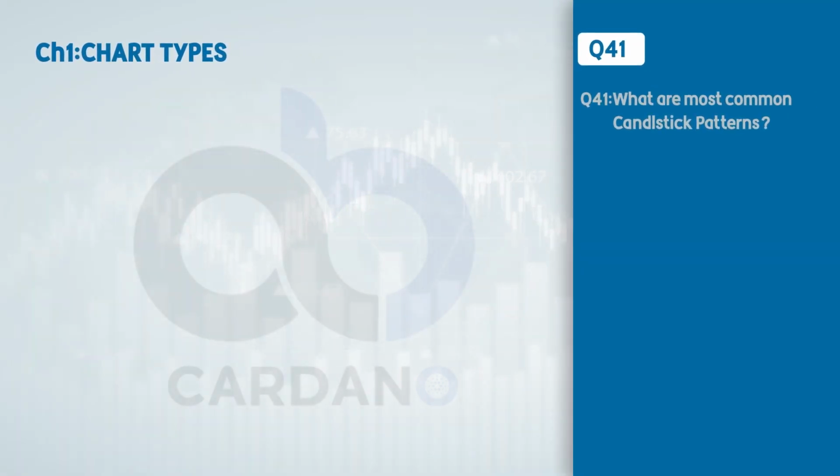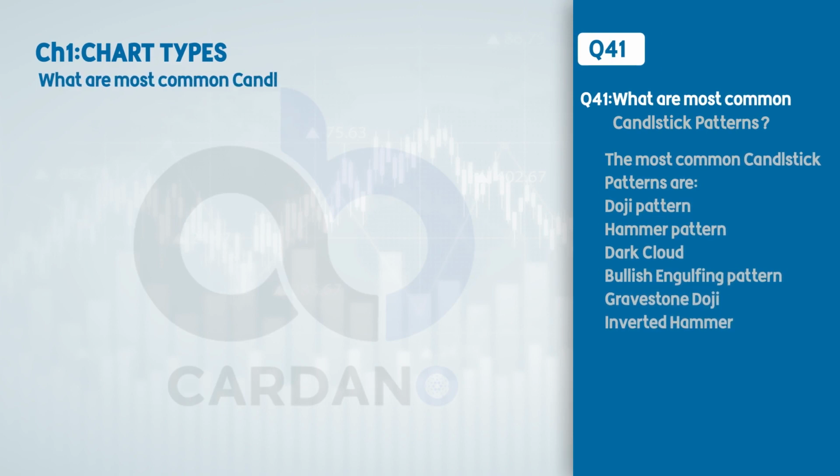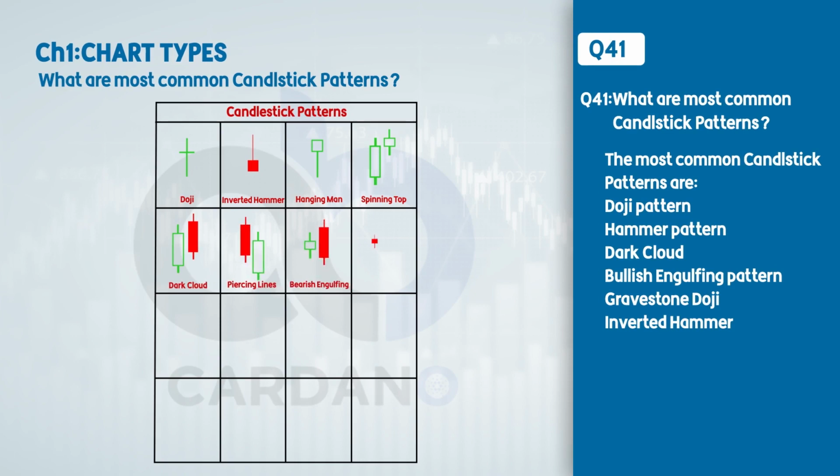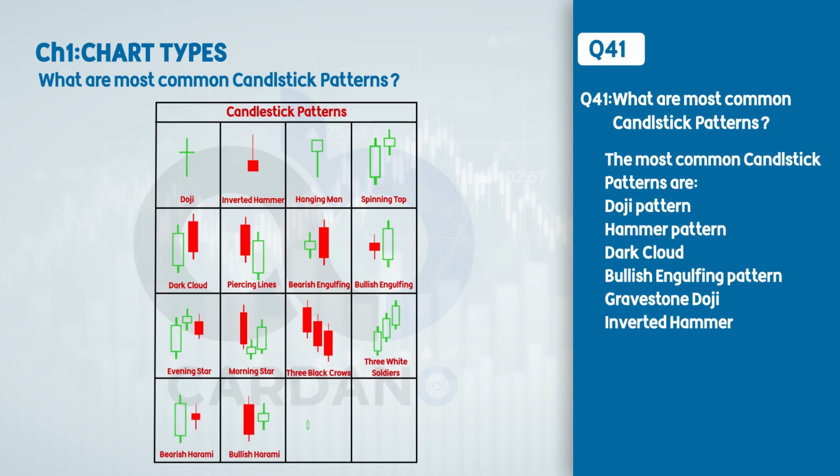Question number 41. What are the most common candlestick patterns? The answer is, the most common candlestick patterns are doji pattern, hammer pattern, dark cloud, bullish engulfing pattern, gravestone doji, inverted hammer.